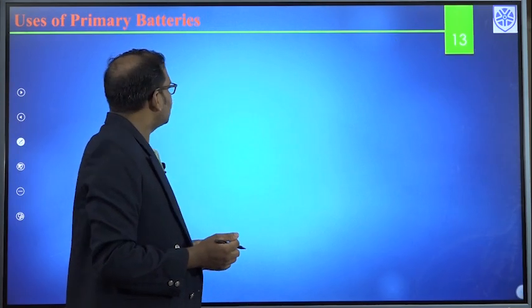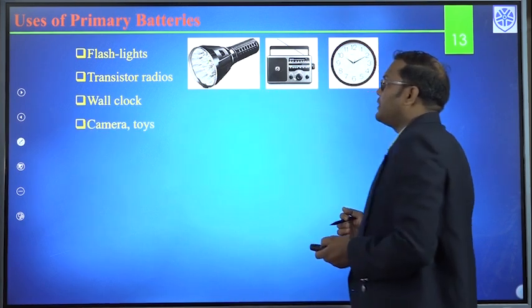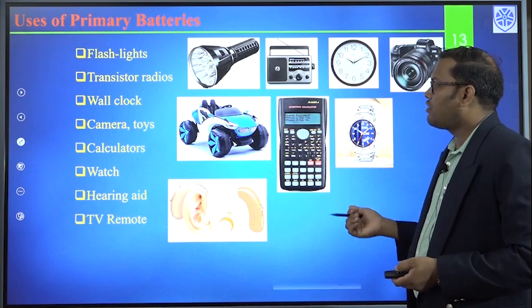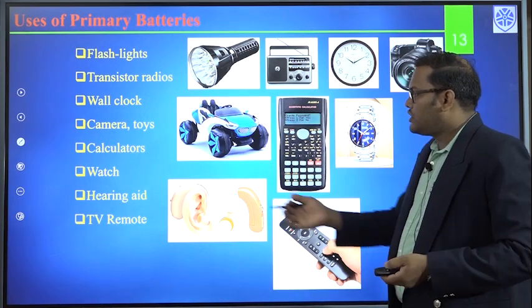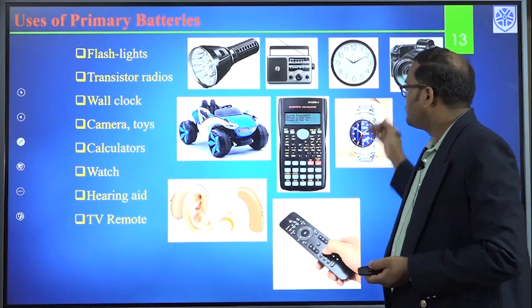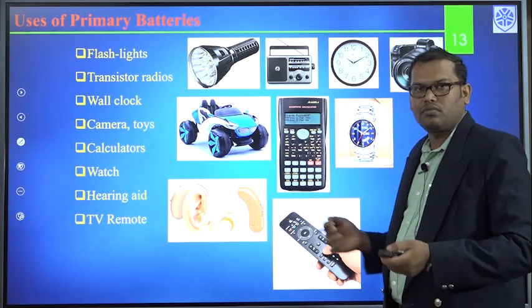So, let us see the applications of the primary batteries, like flashlights, transistor radios, wall clock, camera, calculators, hearing aid, TV remote. All these applications use primary batteries. So, these are use and throw batteries.